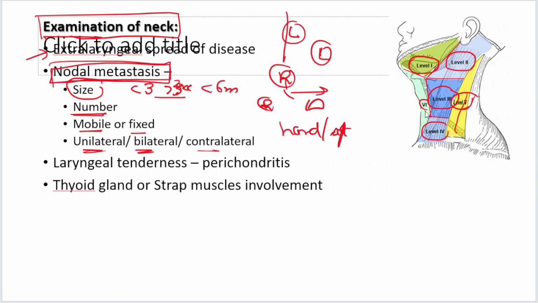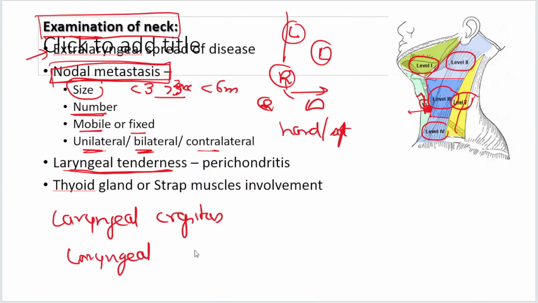Extralaryngeal spread of the disease. Suppose there is a node that moves up with deglutition and is hard; you can say it is extralaryngeal spread of the disease into the strap muscles. We also look for laryngeal tenderness by pressing on the larynx. You also check for laryngeal crepitus by moving the larynx side to side over the prevertebral tissues. Loss of laryngeal crepitus indicates post-cricoid carcinoma. Laryngeal widening also gives you an idea that it is a late stage of the disease.